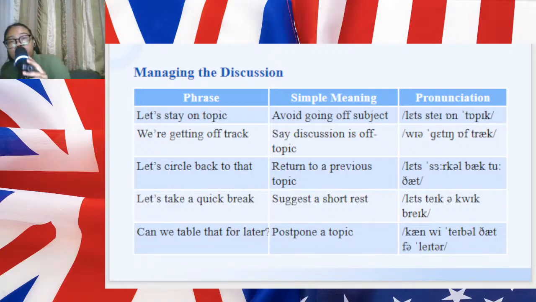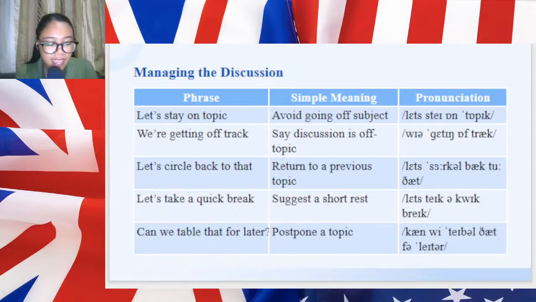Now for this context, managing the discussion, the phrases that we've talked about include: First, let's stay on topic. Second, we're getting off track. Third, let's circle back to that. Fourth, let's take a quick break. And lastly, can we table that for later? All right. So those are the phrases for managing discussion.